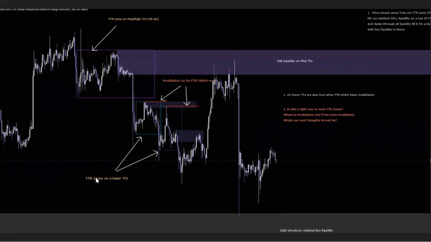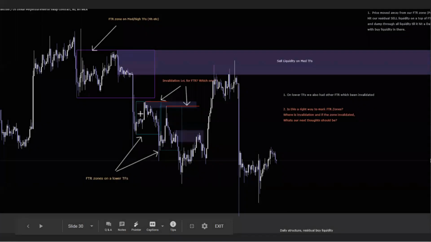So FTR zones on an even lower time frame. Invalidation level for FTR, which one? Low, high, breaks down there. So the invalidation level is above the FTR. Low, high, price carries on breaking down. Invalidation level above the FTR.